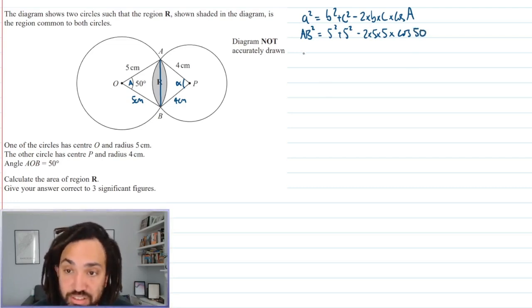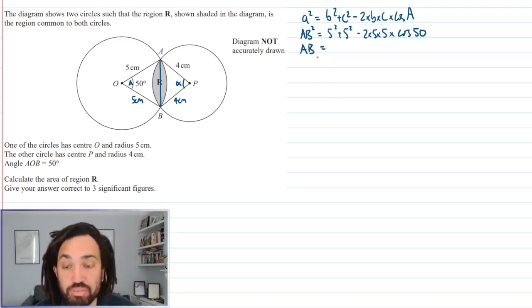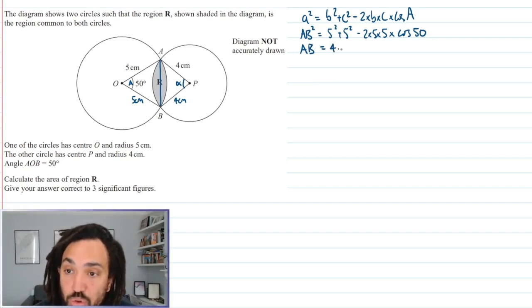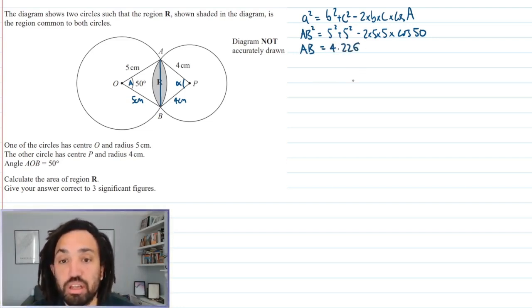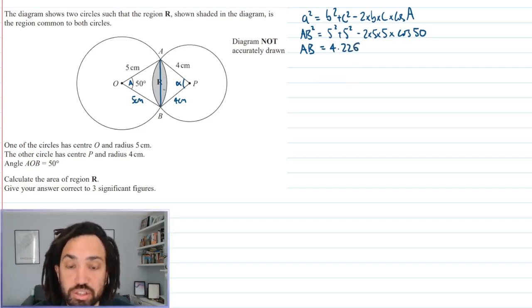Okay, great. So that's going to give us a value, and then I can square root that to find whatever, well, AB is. And that gives me a value of 4.226 when I put it into my calculator. Okay, fantastic. So that's good.